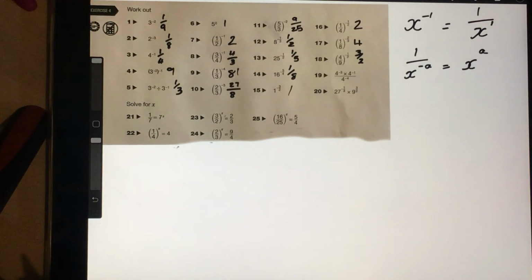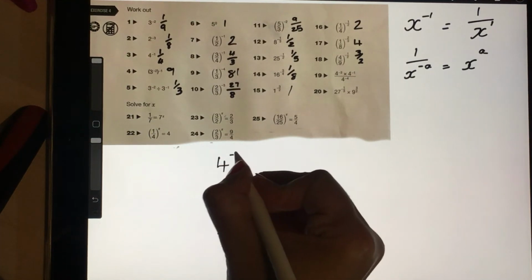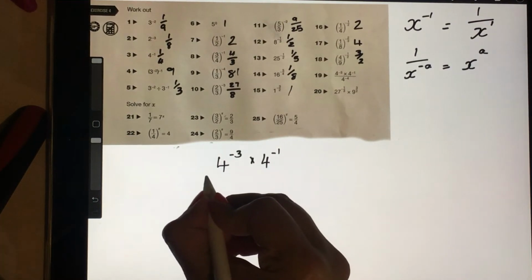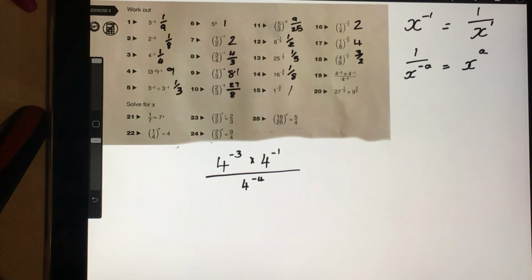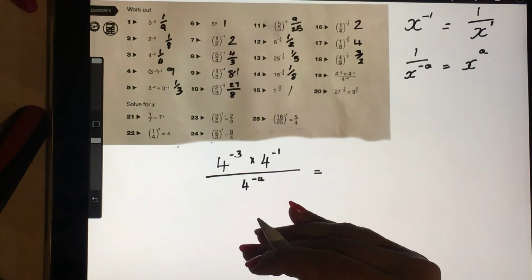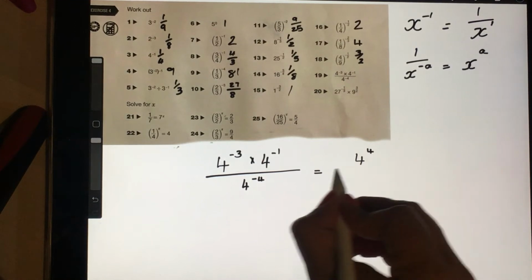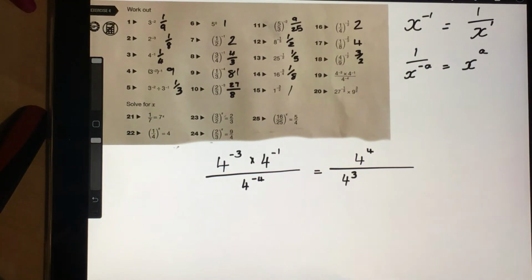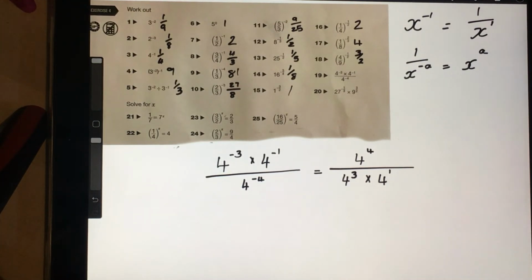Number 19 gives us a combination of a lot of indice laws. So I'm going to write it out here just to make it easy. 4 to the power of negative 3 times 4 to the power of negative 1 all over 4 to the power of negative 4. Right. Now, my first step would be to get rid of all the negative indices. Well, if it's negative at the bottom, it's going to be positive at the top. So I'm taking this one at the bottom and I'm moving it into the numerator. Then I'm taking this 4 to the power of minus 3 and I'm making it a positive in the denominator. And I'm doing the same with the negative 1. I'm moving it to the bottom there.